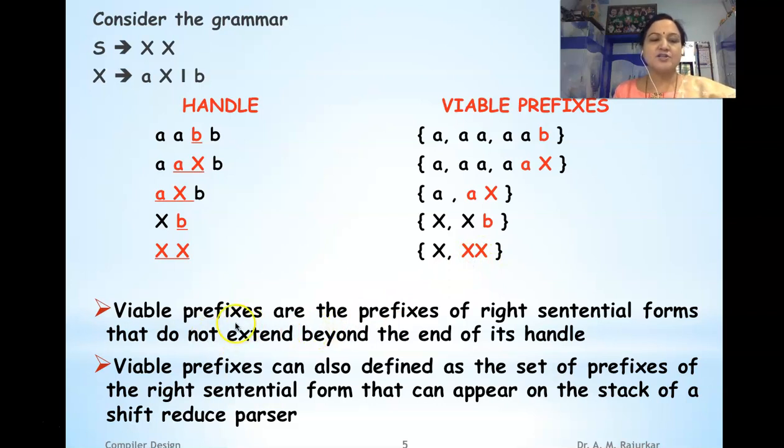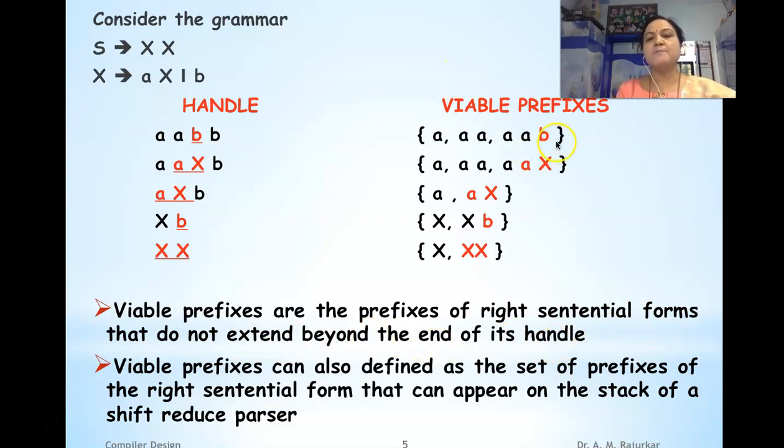So, the standard definition of viable prefixes is the prefixes of right sentential forms. Just now we have seen that a right sentential form is any step in the process of finding the rightmost derivation. Any step in the rightmost derivation is a right sentential form. So, viable prefixes are the prefixes of right sentential forms that do not extend beyond the end of their handle.